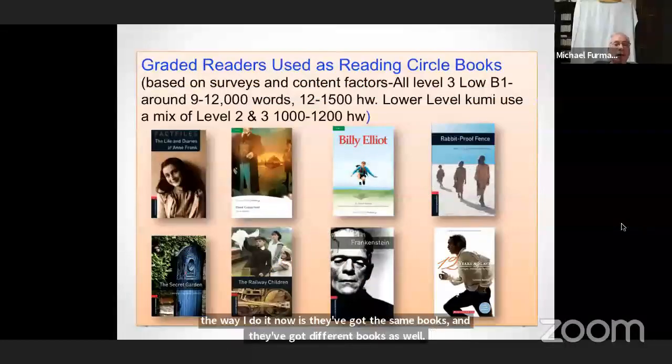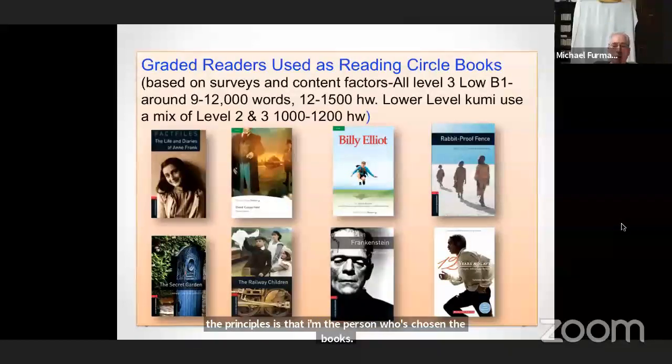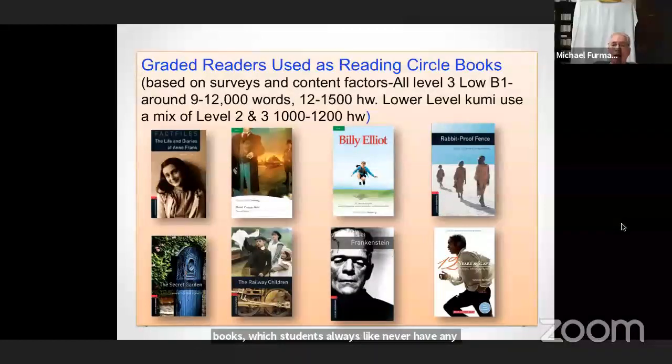Now, one of the things about reading circles, which goes against ER principles, is that I'm the person who's chosen the books. I've been doing this for more than 12 years, and over the years I've come down to a list of maybe 20 books which students always like, never have any bad reactions to, and which also have content, because I teach in the Kokusai Gakubu, and we talk about issues like history, race, gender, and so on. So I want books that have genuine content.